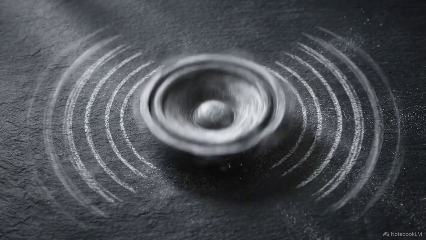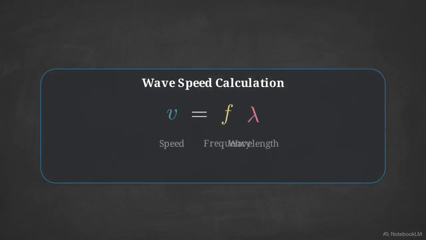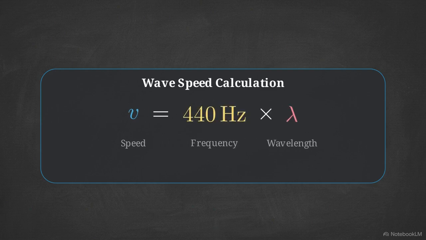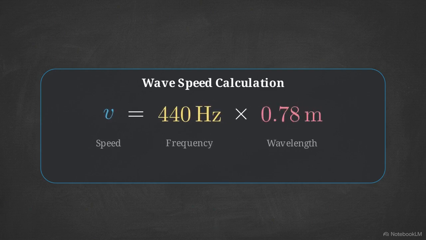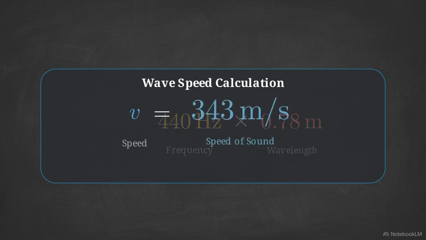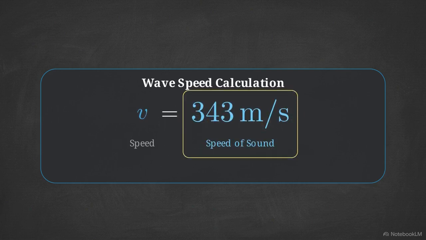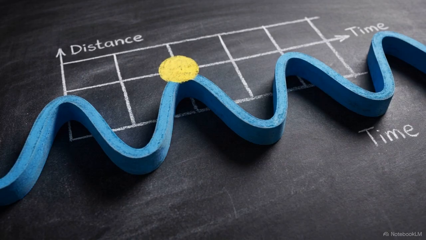We can bridge the spatial measurement of wavelength and the temporal measurement of frequency to find v, the wave speed, or the speed of sound. The relationship is dictated by the equation v equals f lambda. At a standard 440 Hz frequency and a 0.78 meter wavelength, the resulting wave speed is roughly 343 meters per second. The speed relies purely on these geometric proportions.